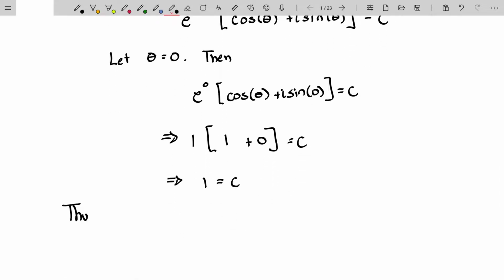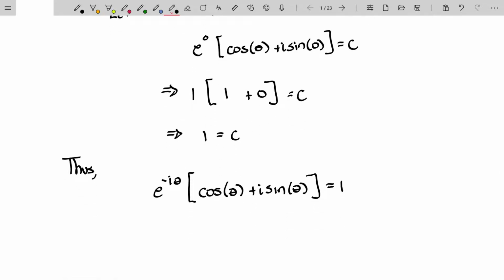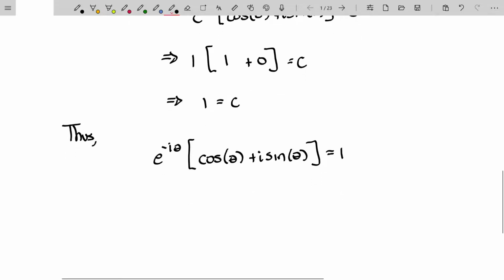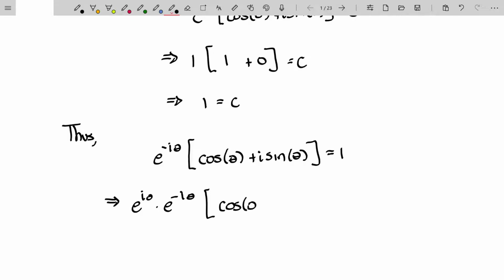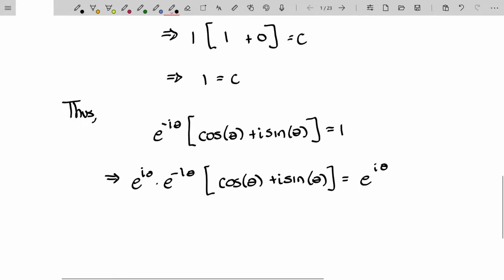Thus, e to the negative i theta times the cosine of theta plus i times the sine of theta is always equal to that constant of 1. Multiplying both sides by e to the positive i theta. So e to the positive i theta times e to the negative i theta times this cosine of theta plus i sine of theta. And you're multiplying both sides by e to the i theta. That's supposed to be an i, sorry about that.